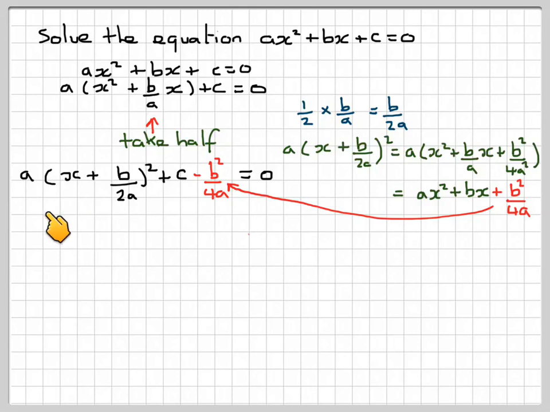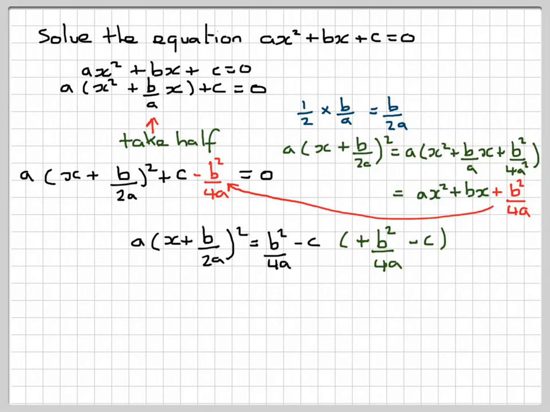Right, now we're going to go about solving this equation, so making x the subject. So we're going to take the c and the minus b squared over 4a to the other side, so it's like add b squared over 4a and subtract c. So we get a brackets x plus b over 2a, close the bracket, all squared, is equal to b squared over 4a minus c. Now we're going to make a common denominator here, so we're going to have to multiply the c by 4a.